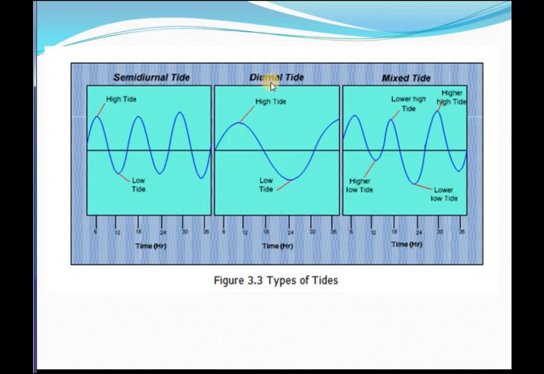Now, if you see here, the diurnal tide is one high tide and one low tide, which will be once in 24 hours 50 minutes. The semi-diurnal will be two high tides and two low tides of the same magnitude, every 12 hours 25 minutes. Whereas mixed tides have both high tides and low tides, two higher tides and two lower tides, every 12 hours 25 minutes. Okay, so these are the types of tides which are present.